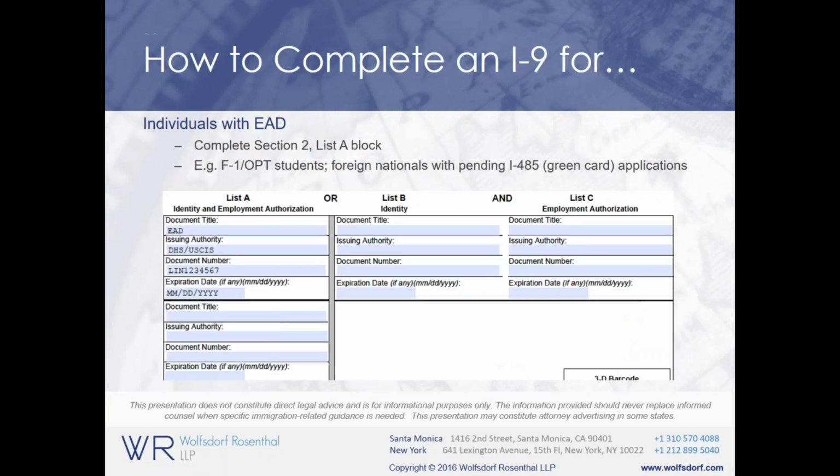Do not use the non-immigrant visa to complete the I-9. The visa in and of itself is not an employment authorized kind of document. You really need to see that I-94 record to make sure this person has been admitted in the particular status.